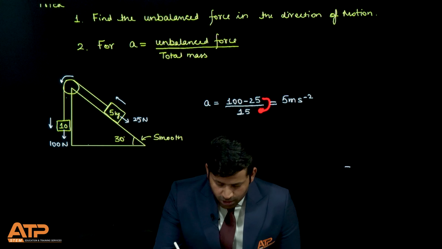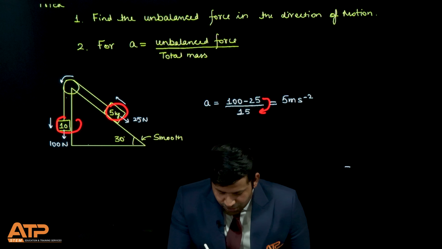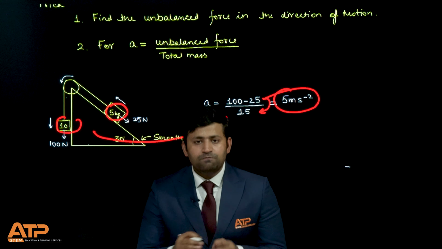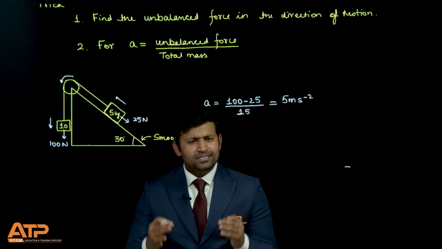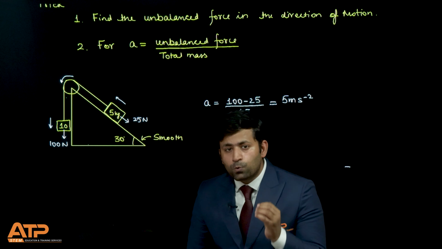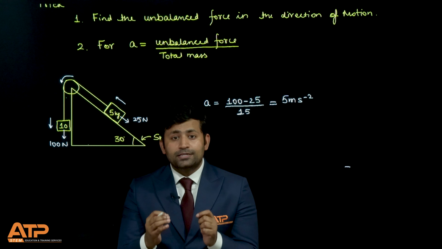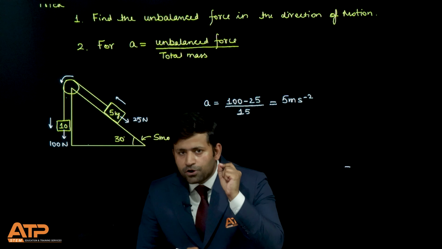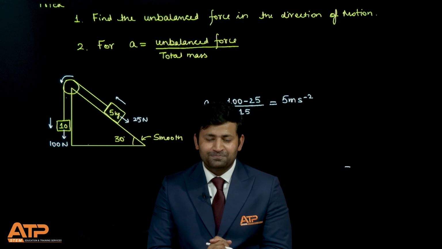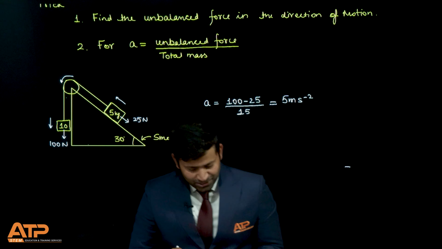Dividing this by the total mass, that is 5 plus 10, 15, you will get the answer, that is 5 meter per second square. Isn't this amazing? You are getting the answer within seconds. By practicing multiple problems, you can get the answer within seconds in your head without even lifting your pen. Now let us look at another question.